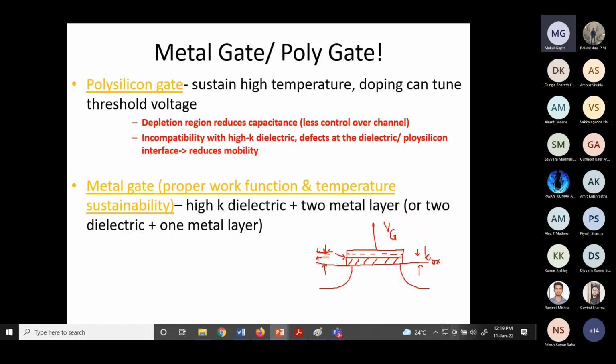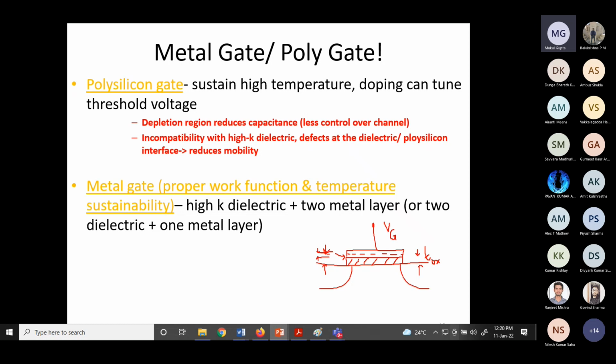Our goal is to control from the gate side, and that is why we are using high K dielectric material. We are reducing the thickness of the oxide. In every next node we are reducing the thickness of the oxide. As we do that, this depletion region at the oxide polysilicon interface adds to the thickness of the effective dielectric layer. So that was reducing the control from the gate side.